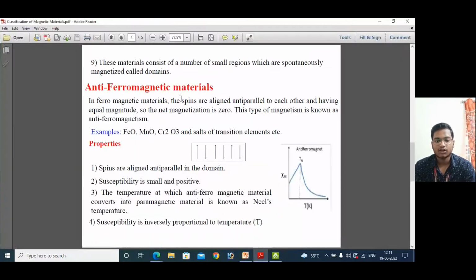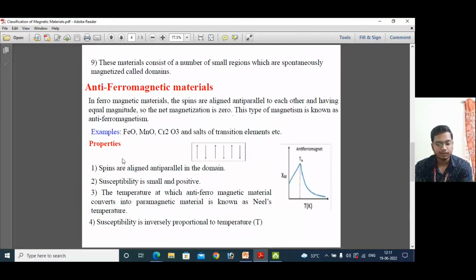Now let us discuss antiferromagnetic materials. In antiferromagnetic materials, the spins are aligned anti-parallel to each other and have equal magnitude. So net magnetization is zero. This type of magnetization is known as antiferromagnetism. The examples of antiferromagnetic materials are iron oxide, manganese oxide, chromium oxide, and salts of transition elements, etc.